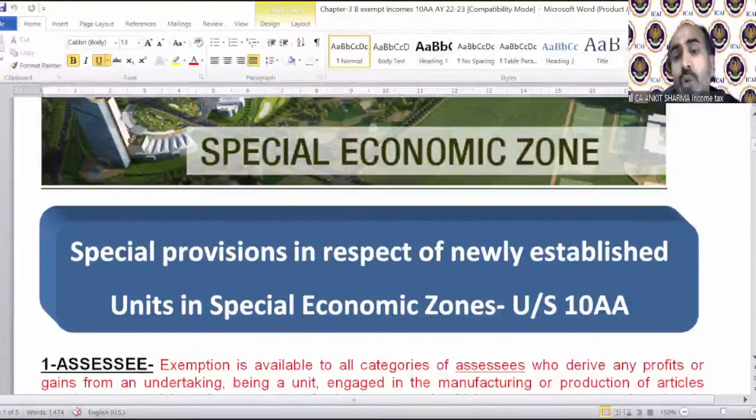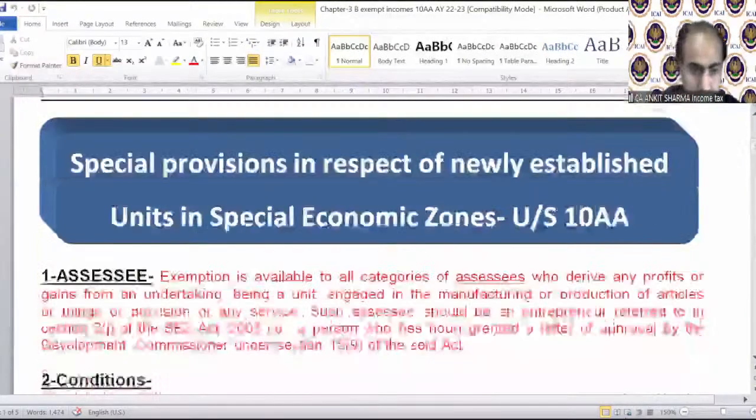Understand the word is newly established. There should be a new business. It should not be an old business that you have just shifted from somewhere else. It should be newly established.